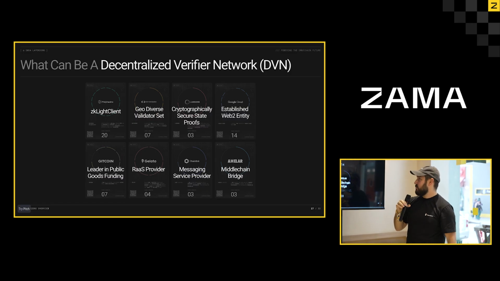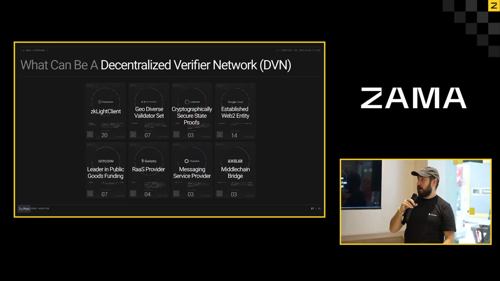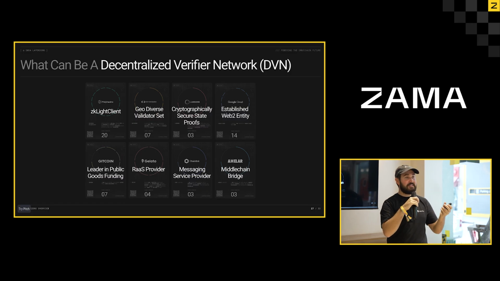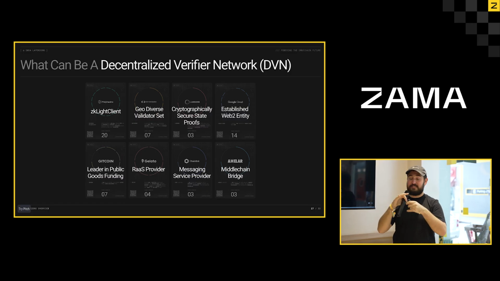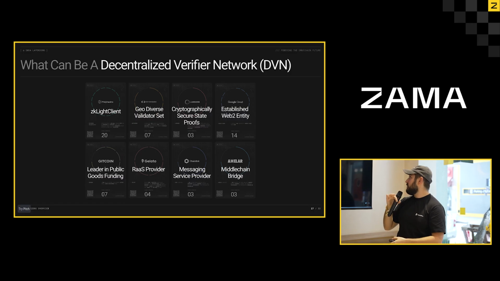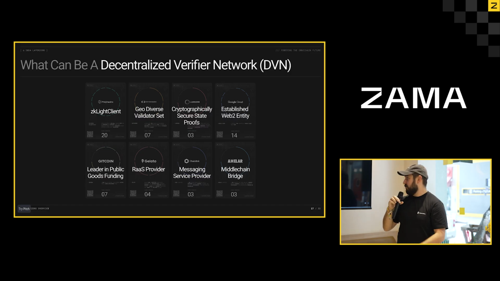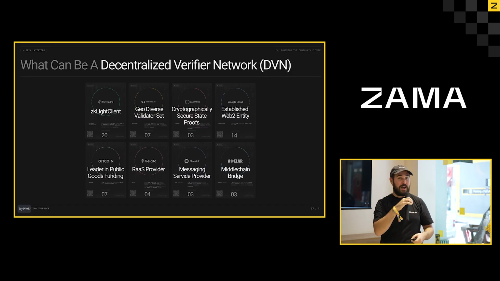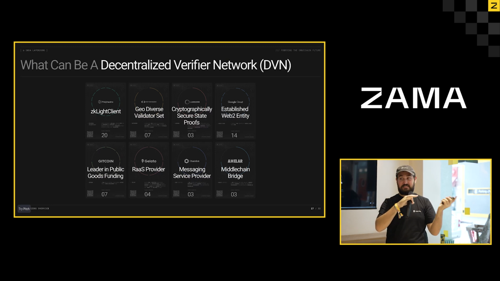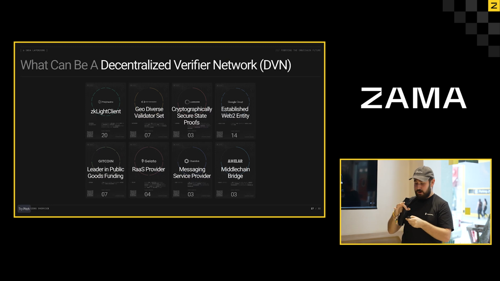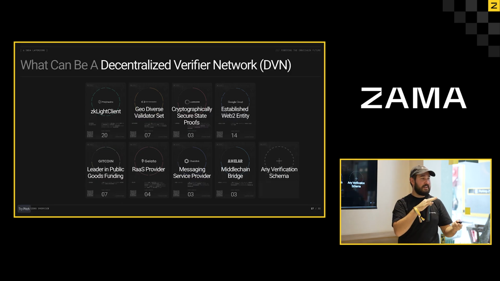The types of DVNs that you can use are ZK-like clients like Polyhedra, which creates a proof attestation that the message has been submitted on the source blockchain. You can use established Web2 entities like Google Cloud if you just want a centralized solution to relay messages for you. You can use a middle chain bridge like Axelar if you want to have a full blockchain's consensus reach for every message that you're sending. Or you can run your own validator. You can create any verification schema today that uses a simple contract interface to relay state from chain A to chain B.